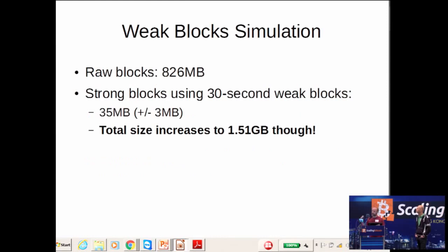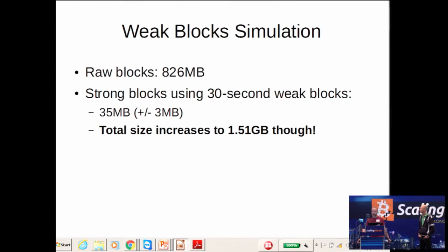If we assume we generate a weak block on average every 30 seconds, we end up only transmitting about 35 megabytes to represent the strong blocks. So in order to send a strong block, we've only had to transmit that small percentage of data. The total amount of data, however, almost doubles, because now we're sending all the weak blocks as well.